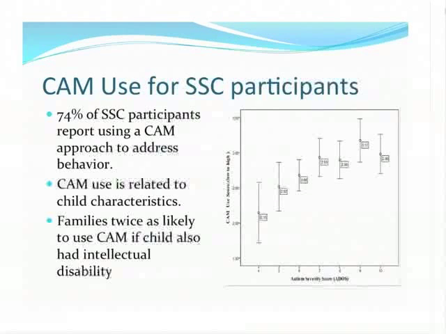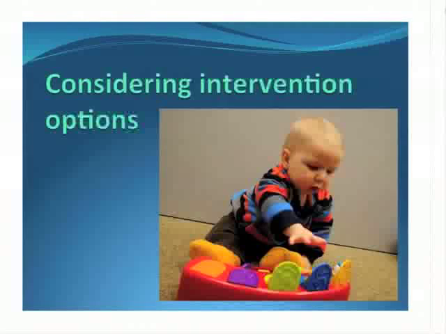In fact, families are twice as likely to use a complementary and alternative medicine approach if the child also has a comorbid intellectual disability. So all this is to say we need to understand CAM use. A lot of folks are utilizing complementary alternative approaches, and the science is able to answer some of those questions.